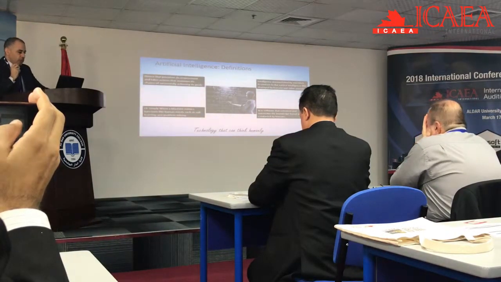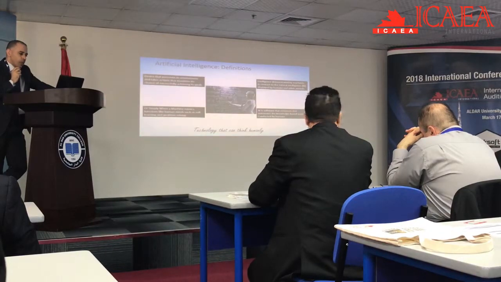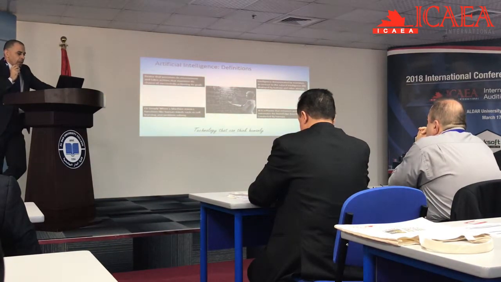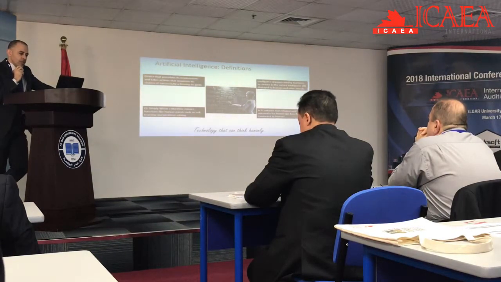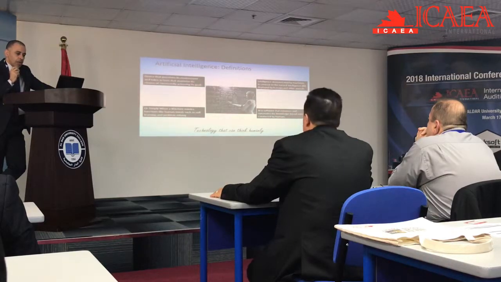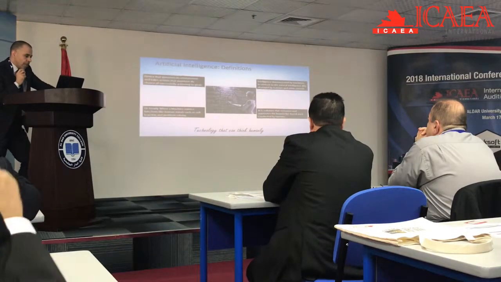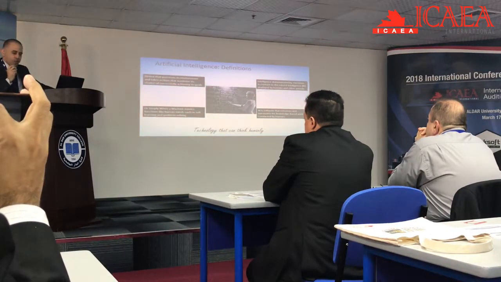So, going back to the definitions: a device that perceives its environment and takes action that maximizes its chance of successfully achieving its goals. A machine that mimics functions of human minds, such as self-learning and problem solving. Intelligence demonstrated by machines, in contrast to the natural intelligence displayed by humans and other animals. Software that enhances and automates the knowledge-based work conducted by humans. Simply, it's the technology that can think humanly. This is the general definition of all of the above.